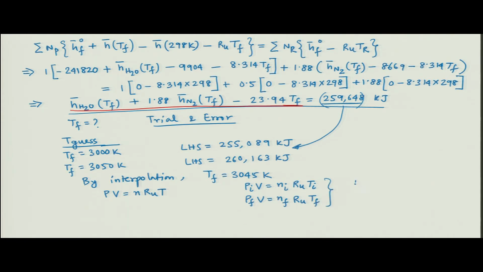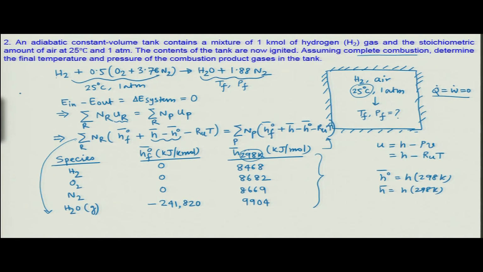Now, if I take the ratio of these, I get Pf over Pi as Nf over Ni times Tf over Ti. Now I can find the values of Nf and Ni, and I know Tf is 3045 and Ti is 298 Kelvin. From the balance equation I can find Ni, the number of all the reactant species, which is 1 plus 0.5 plus 1.88, so you will get 2.38. This is the number of moles of the reactants, and Nf is the number of moles of the product gases, which is 1 plus 1.88, that is 2.88.